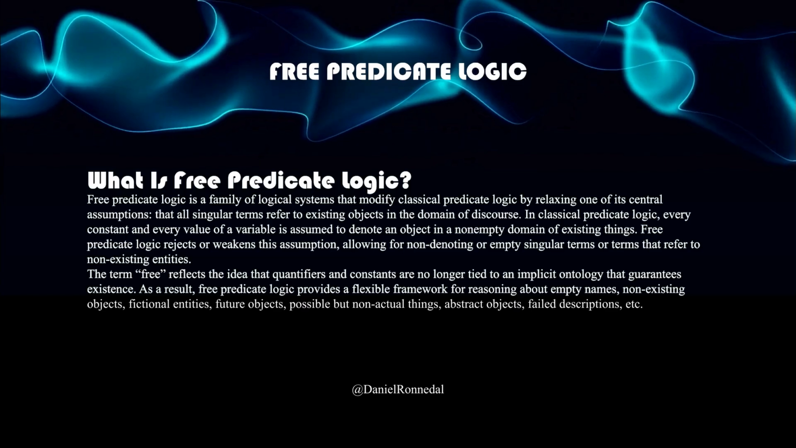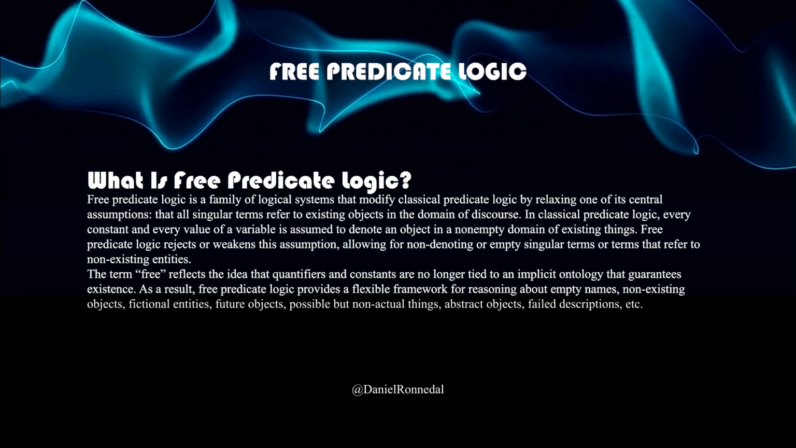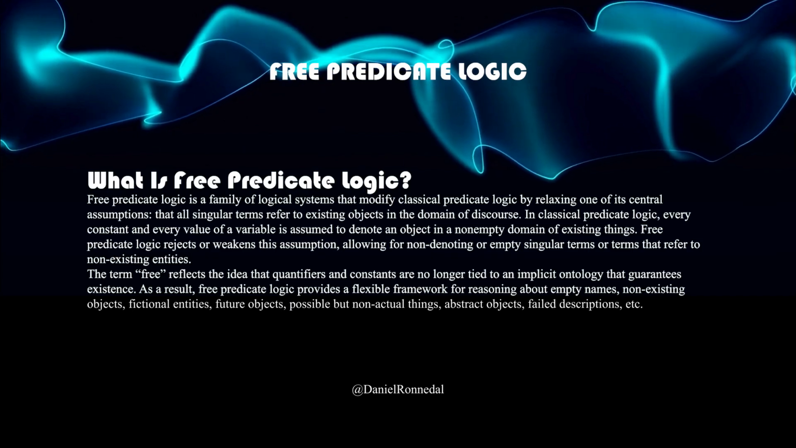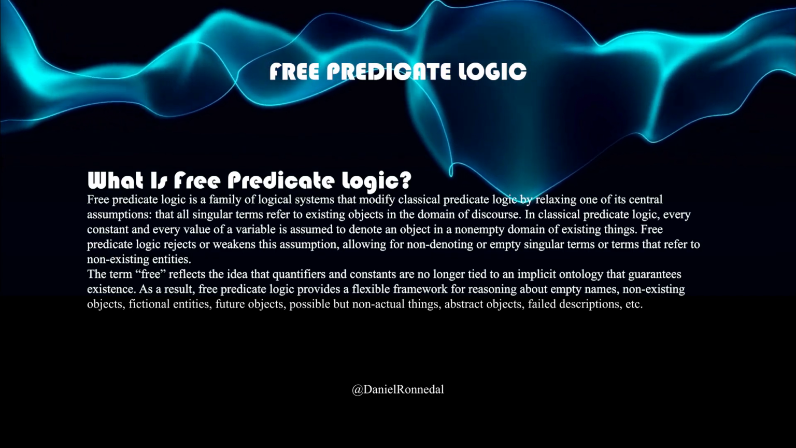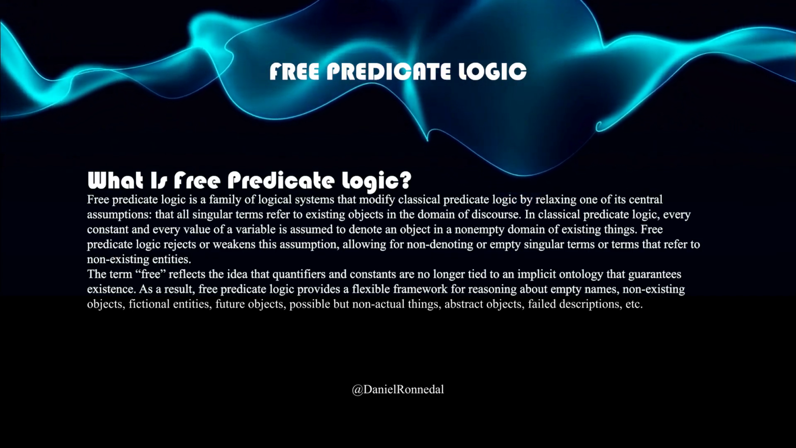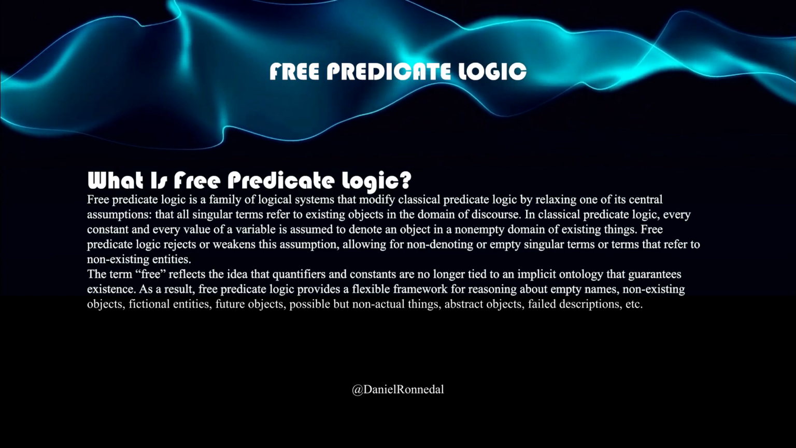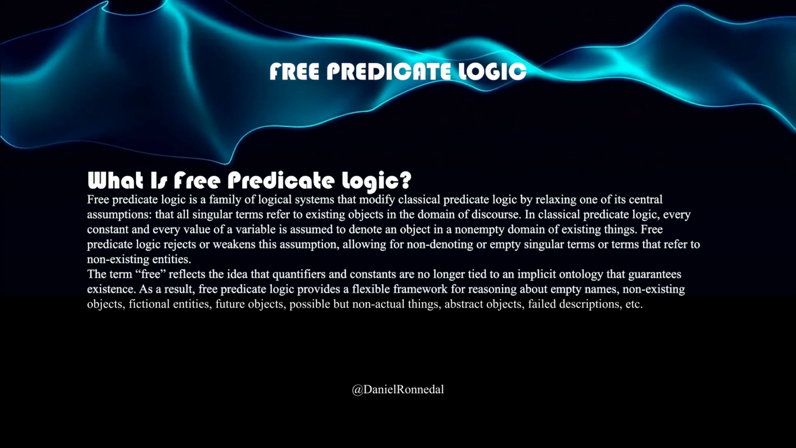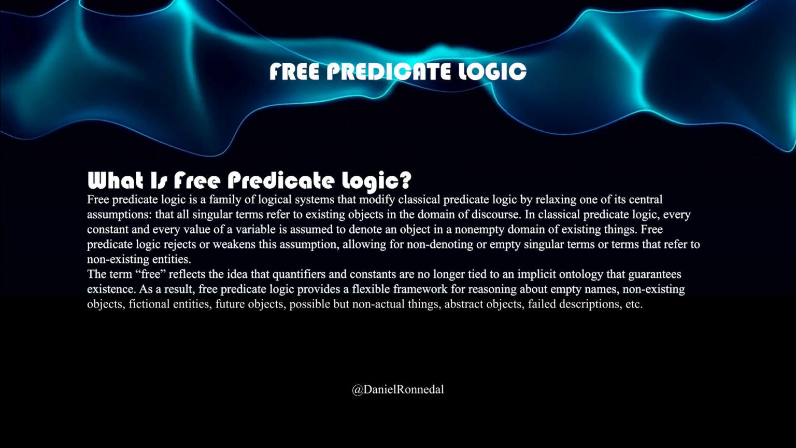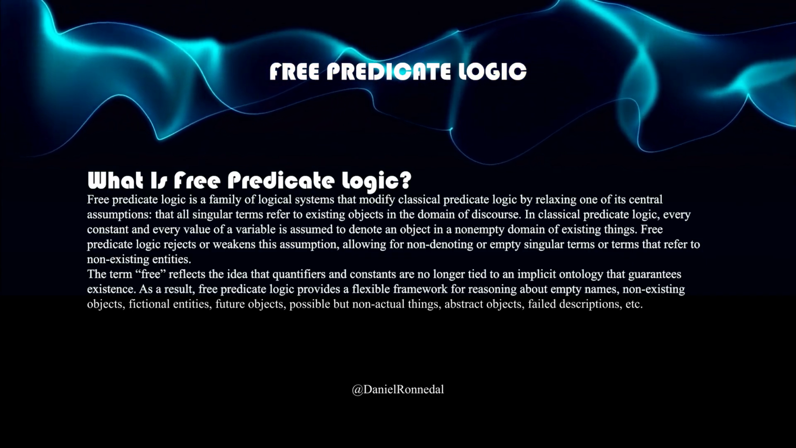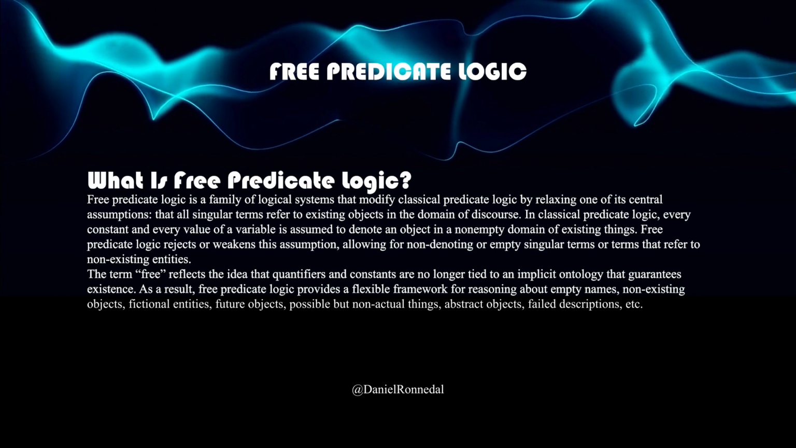Free predicate logic is a family of logical systems that modify classical predicate logic by relaxing one of its central assumptions, that all singular terms refer to existing objects in the domain of discourse. In classical predicate logic, every constant and every value of a variable is assumed to denote an object in a non-empty domain of existing things.